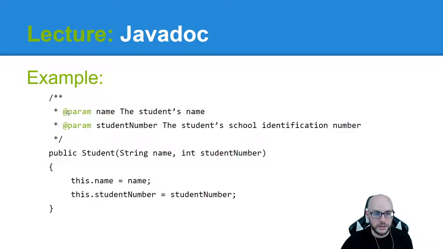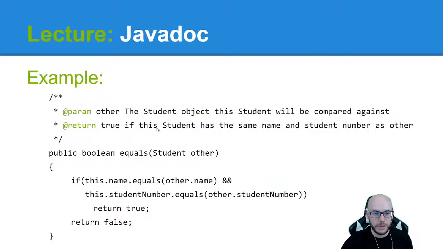What's important here are these two tags, these two annotations. We see @param name, that's referring to this variable, the student's name. So it's clarifying what this parameter is. Here we see @param student number. That's referring to this integer. This is the student's school identification number, right? So this is a comment, but it's a little bit more techy, right? We got these tools coming in here that help us kind of specifically talk about these parameters.